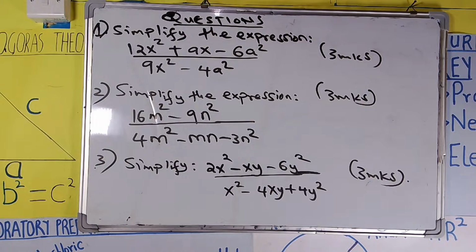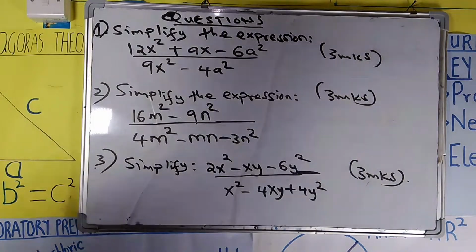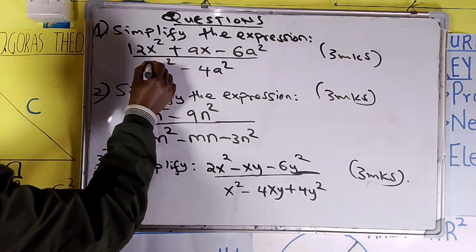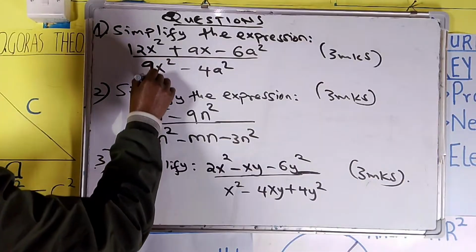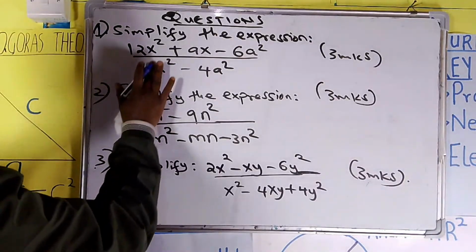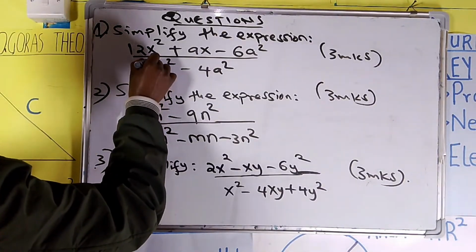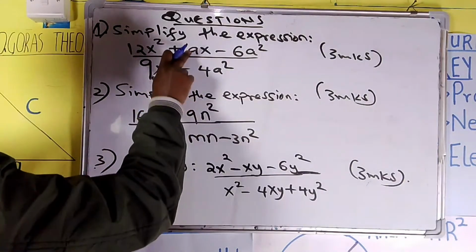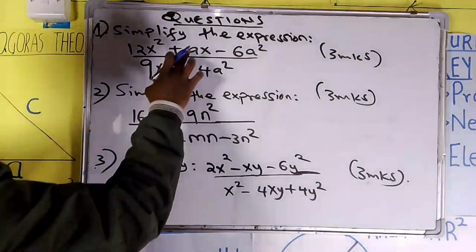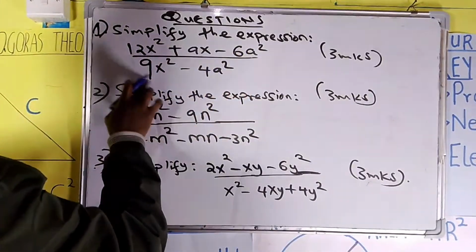Okay. Listen carefully. This one is 9. But this one is A. This one is A, this one is A, this one is A, but this is 9.